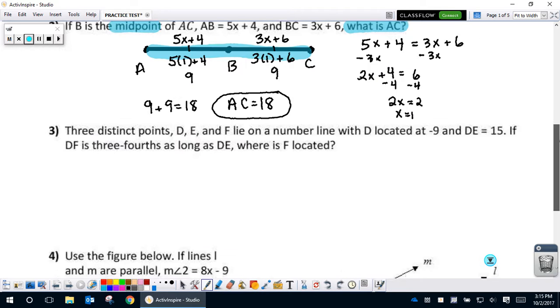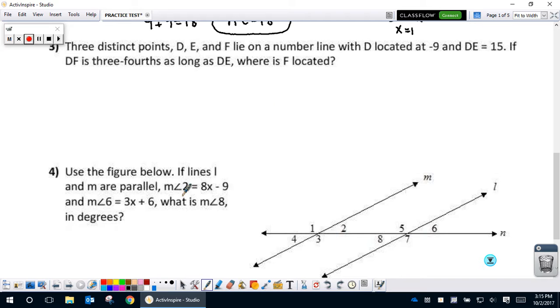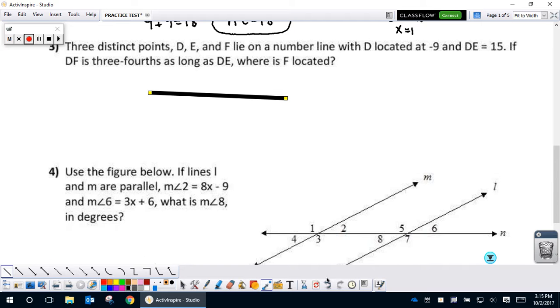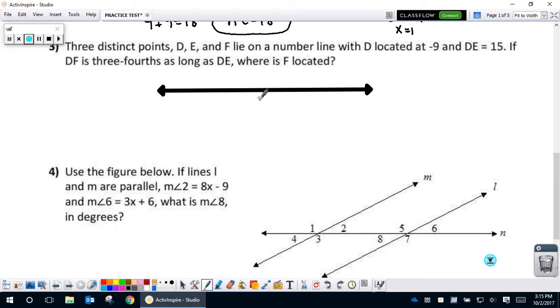Alright, number 3. 3 distinct points on a number line with D located at -9. So let's draw a line. And if it's a line, it should have arrows. And the only thing we know is that D is at -9. We know the distance between D and E is 15. We know the distance between DF is 3/4 as long as DE, and the question wants to know where is F located. So the first thing we need to find out is how far away D and F are.